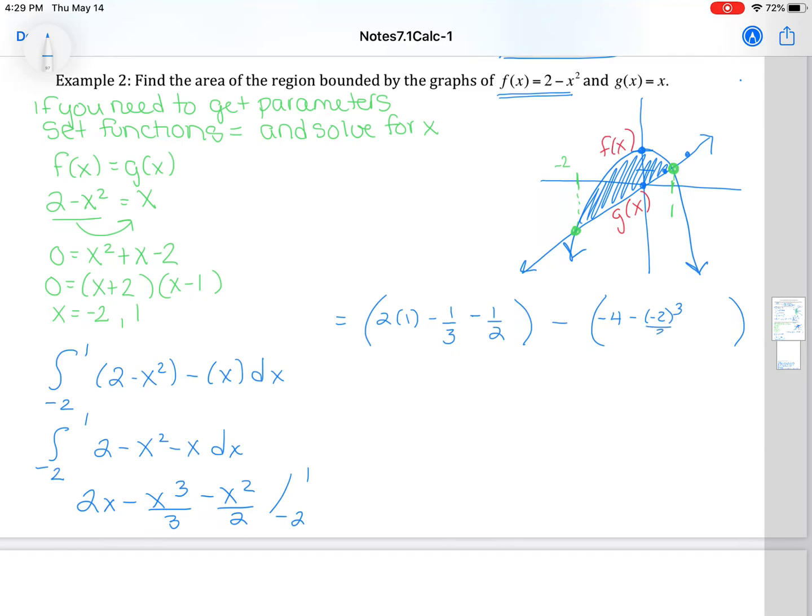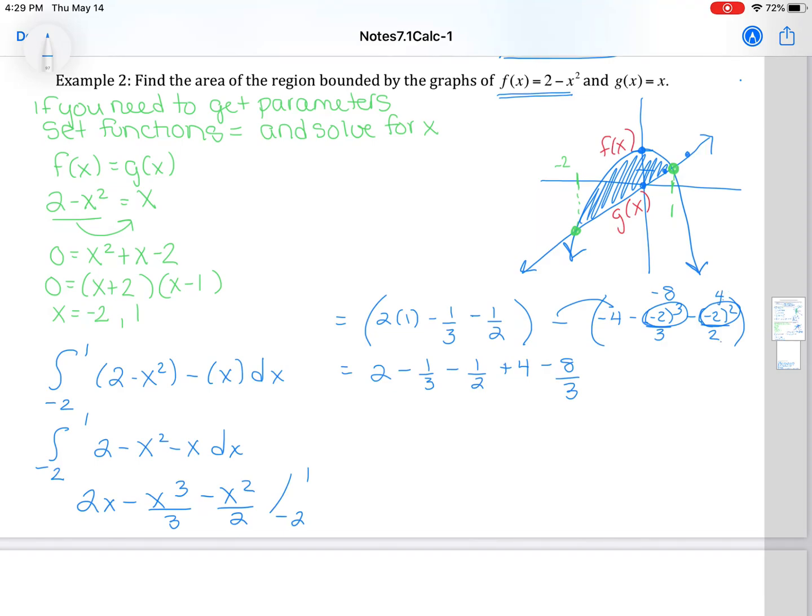So you get negative 4. Then we have negative 2 to the third over 3 minus negative 2 squared over 2. Just be very careful with the values. So you get 2 minus 1/3 minus 1/2. If I distribute this negative, that's a positive 4. Negative 2 to the third, this is negative 8. With a negative makes a positive 8/3. With another negative makes a negative 8/3.